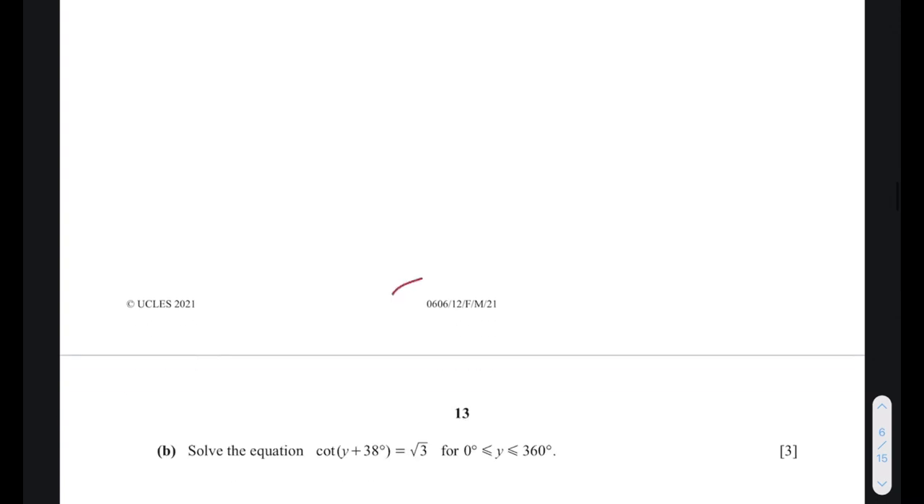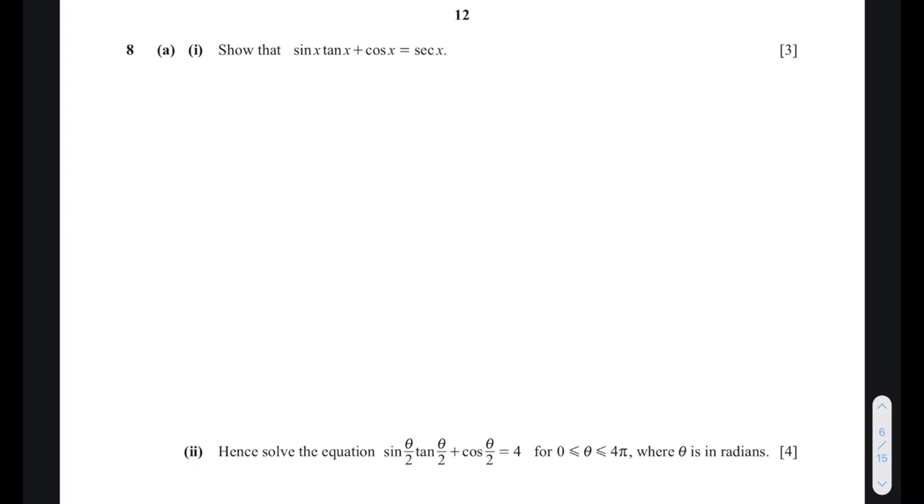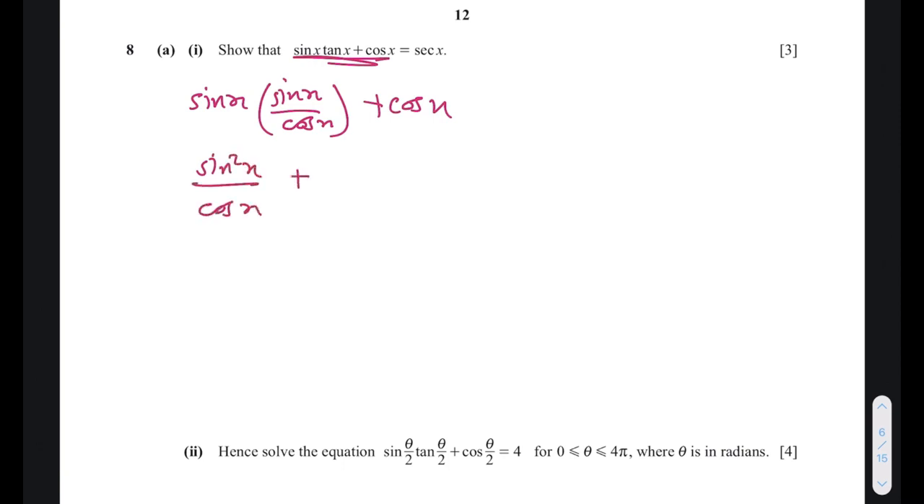All right, okay, let's solve this particular question. I think this was a 2021 February March paper 2-1. So that question says that we should show. I like the show questions. So we have, tan is the same as sine over cos. So you have sine x into bracket tan x cos x plus cos x. So this will give you sine square x over cos x plus cos x. I'll do it over 1.